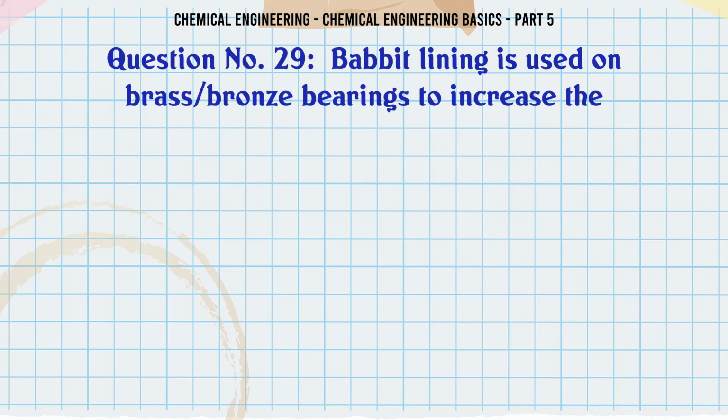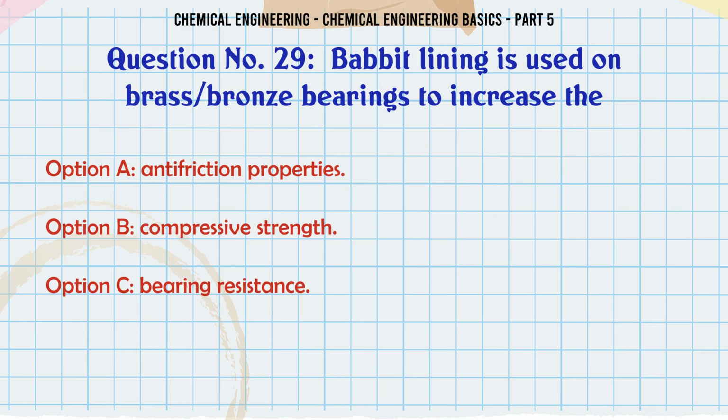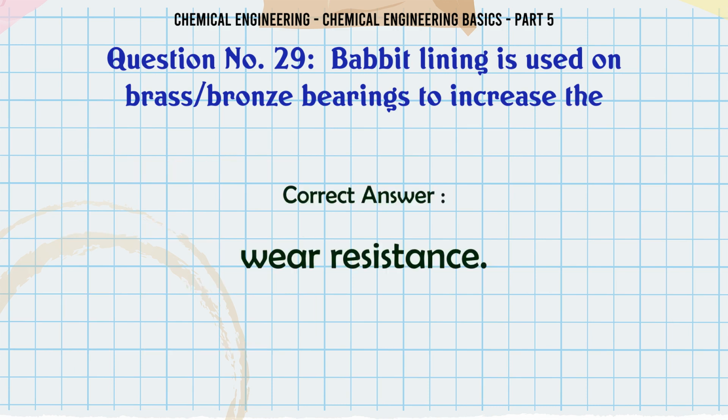Babbitt lining is used on brass bronze bearings to increase the A. Anti-friction properties, B. Compressive strength, C. Bearing resistance, D. Wear resistance. The correct answer is wear resistance.